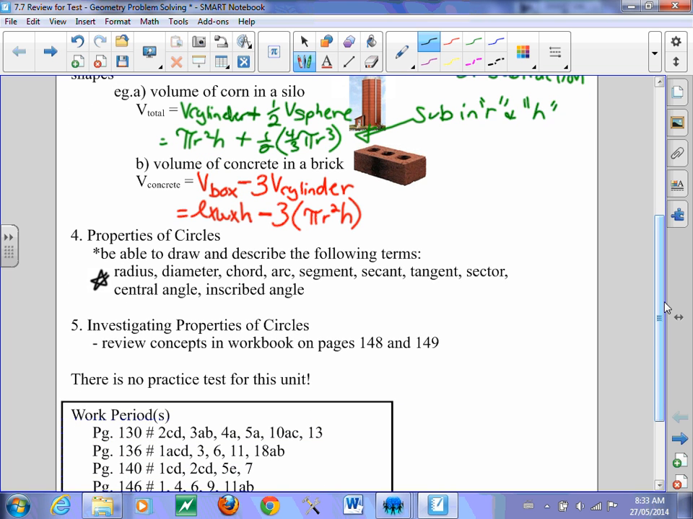Number 5, investigating properties of circles. Go back and take a look. I believe there were 8 properties that we took a look at. And basically, they're based on when things are perpendicular, equidistant, or mirror images.